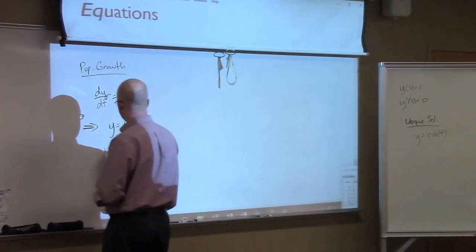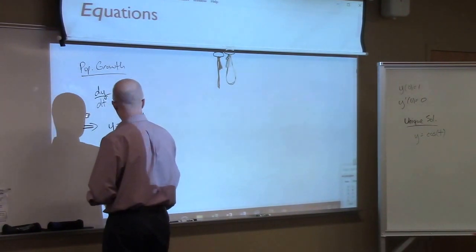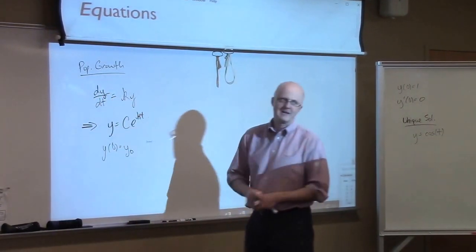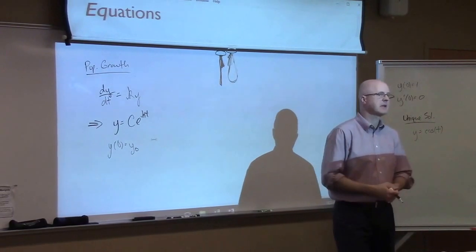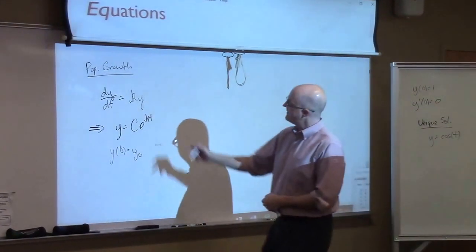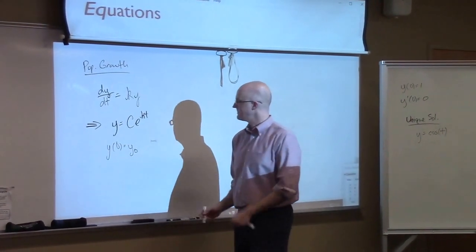If you add an initial condition in here, y of 0 equals y sub 0, where now y sub 0 is not a height, it's an initial population, that actually implies c is the same as y sub 0.